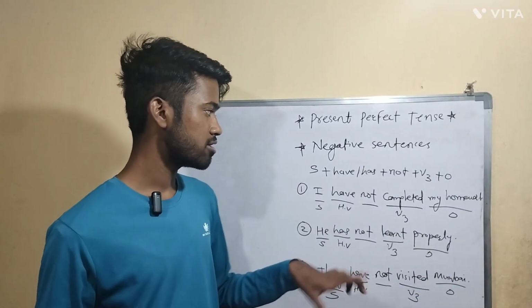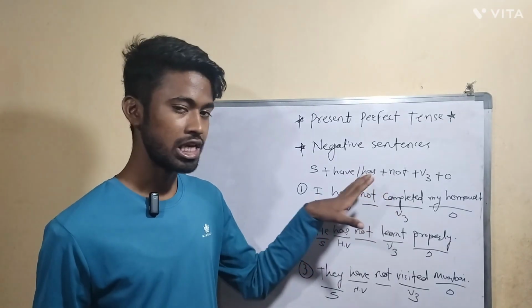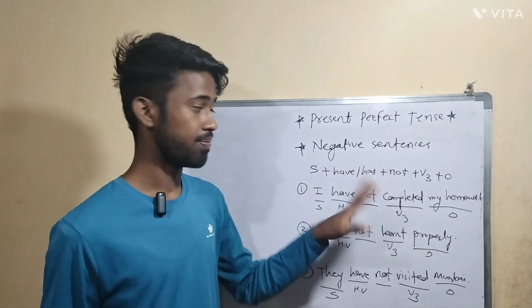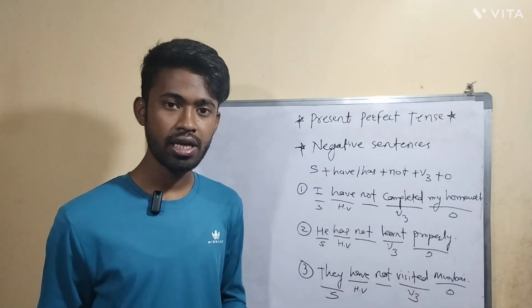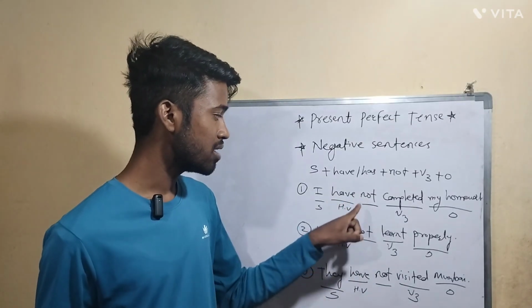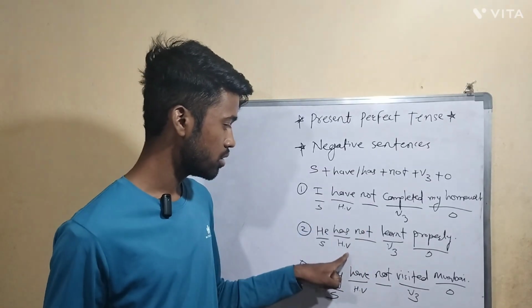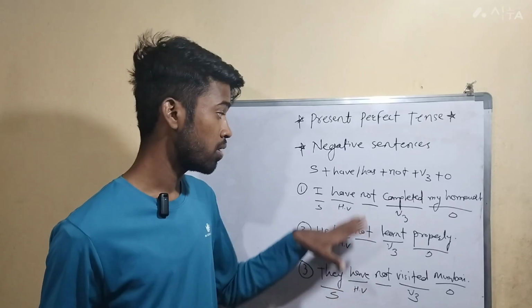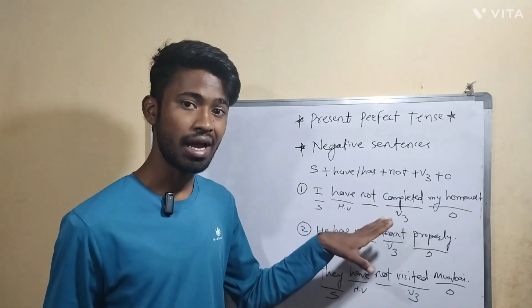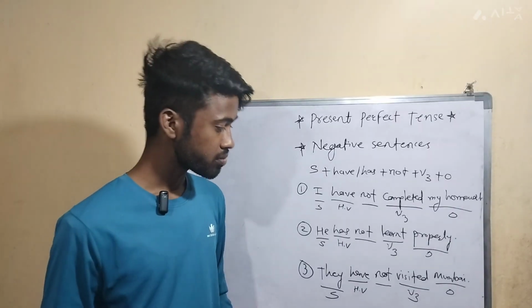So here what you need to understand is, after the helping verb we are adding not. So it is becoming a negative sentence. After the helping verb, it may be have or has. Whenever you are forming a negative sentence, you just need to add not after the helping verb. See here, helping verb, not is here. So after the helping verb you just need to add the not. So it becomes a negative sentence.